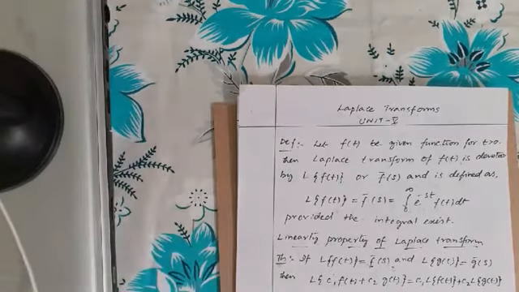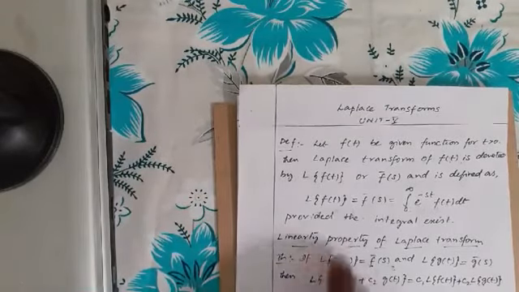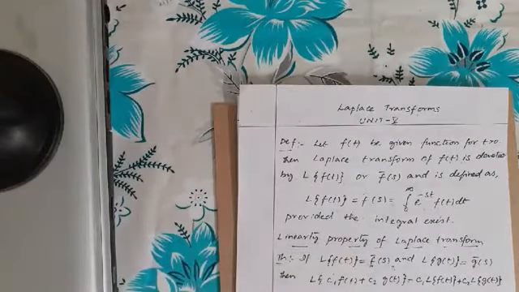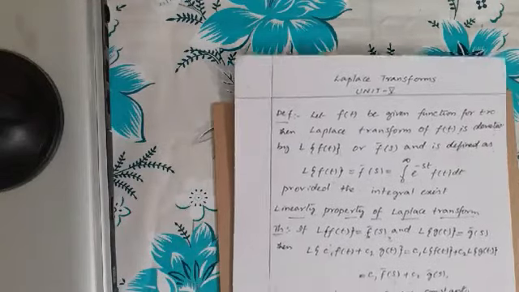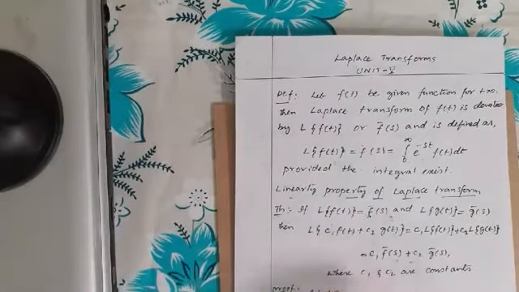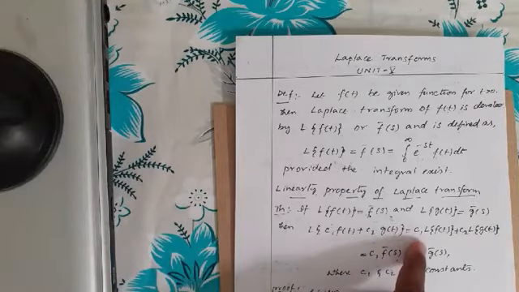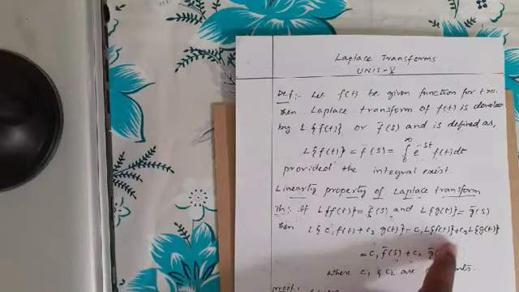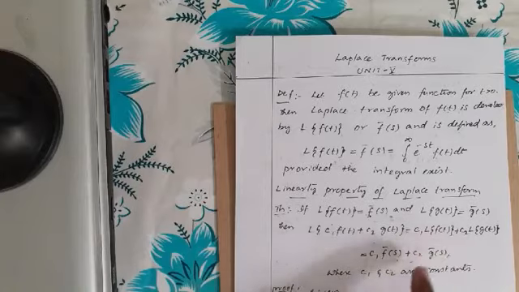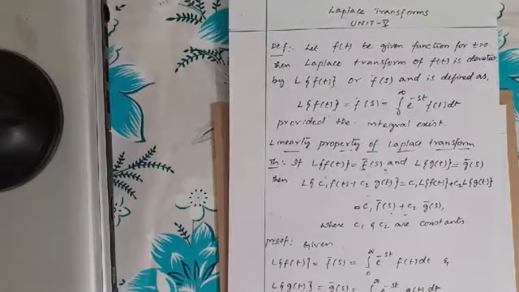Then we started, and I have written the linearity property of Laplace transform. It is given that if L of f of t is equal to f bar s and L of g of t is equal to g bar s, then L of c1 f of t plus c2 g of t is equal to c1 L of f of t plus c2 L of g of t. I have done the proof also, in the previous class.